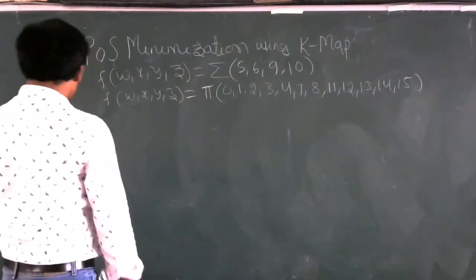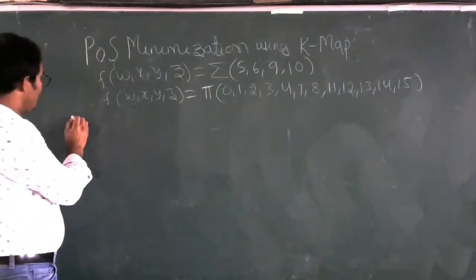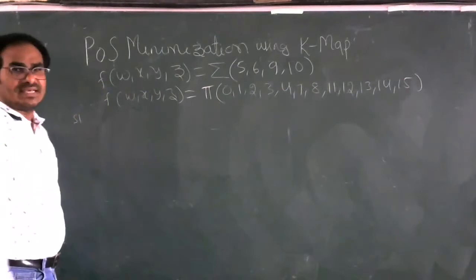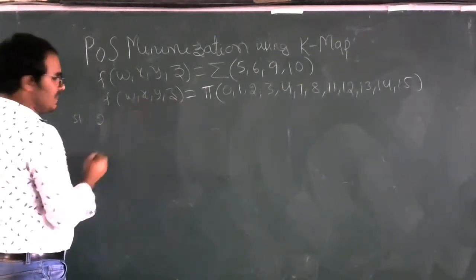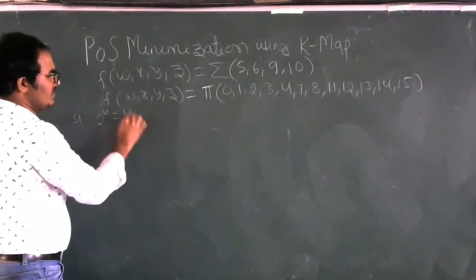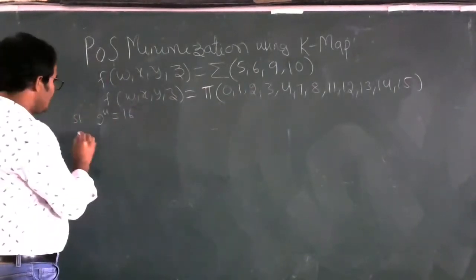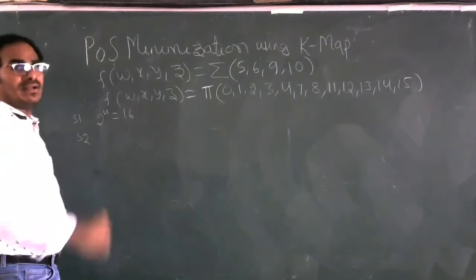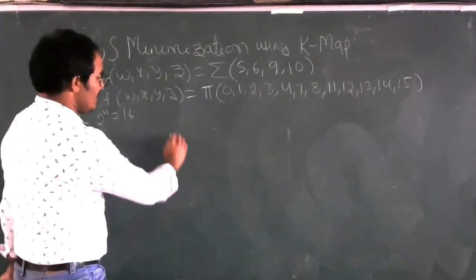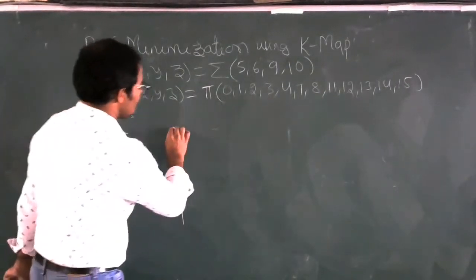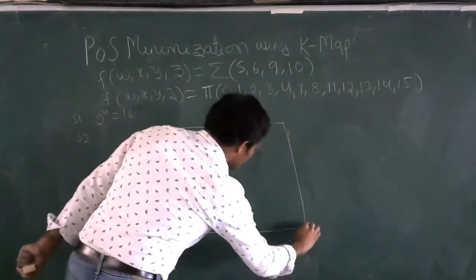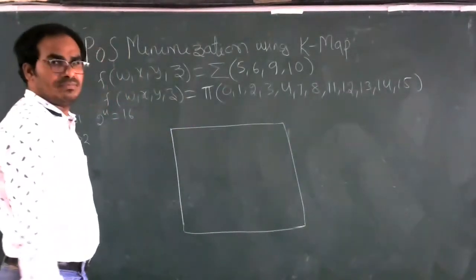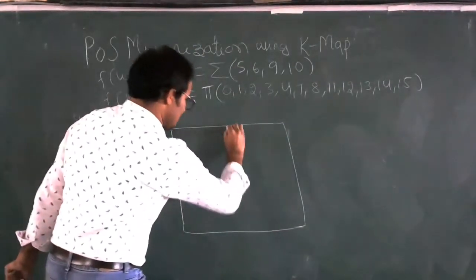What is the first step in our K-map minimization? First step is to identify the size of the K-map. Here we have 1, 2, 3, 4 input variables, 2 power 4 is equal to 16 cells. First step is over. Second step is to draw the K-map. Here it is, the K-map consisting of 16 cells.